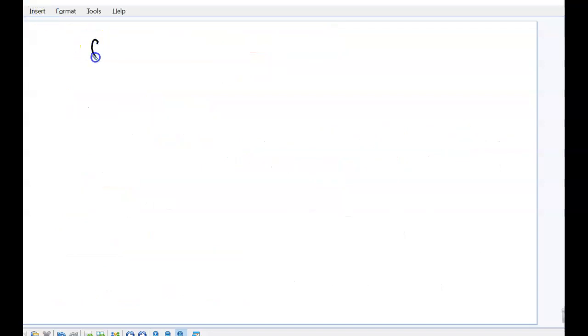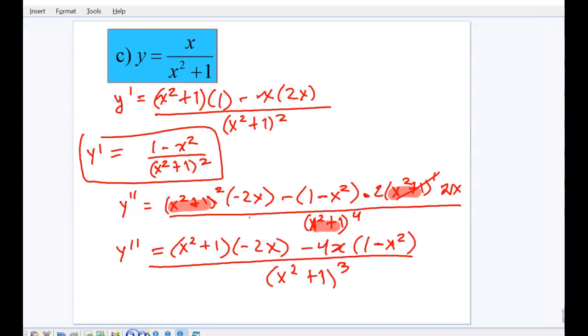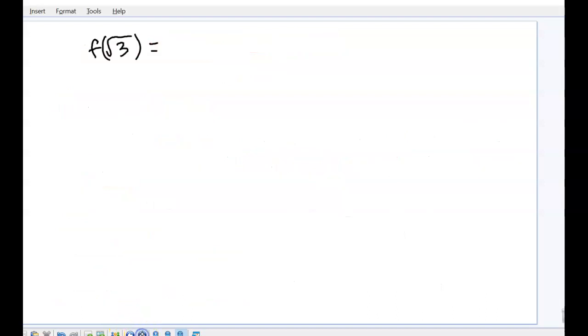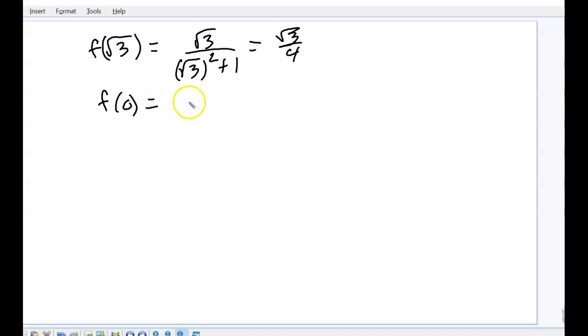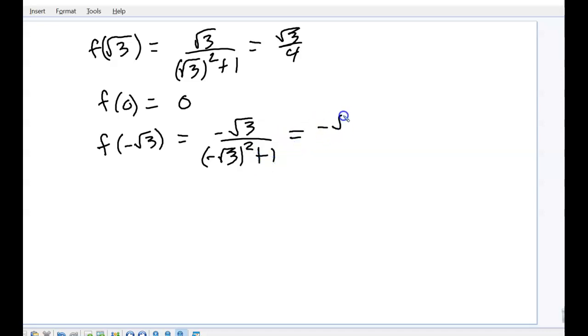So my first inflection point is going to be f of root 3. And if I plug root 3 into the original function, it is going to equal root 3 all over root 3 squared plus 1, which is root 3 over 4. If I plug 0 into the original function, I'm going to get 0. And if I plug negative root 3 in, I'm going to get negative root 3 over negative root 3 squared plus 1, and this works out to be negative root 3 over 4. So again, the process is exactly the same. The only thing is this derivative was a little bit more challenging.